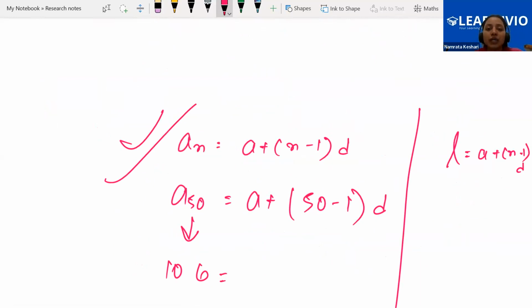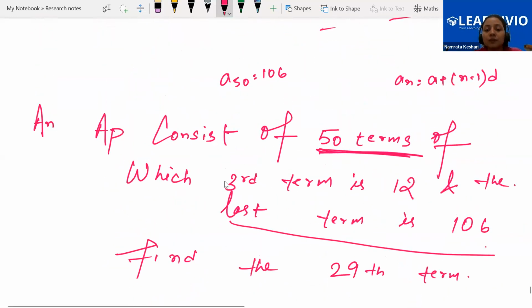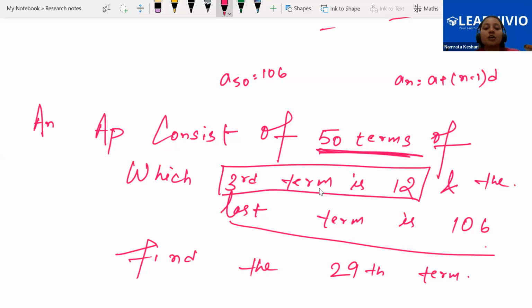Do we know a over here? Do we know d over here? No, ma'am. Third term we know, the third term is 12. So maybe here also we will be able to generate two equations. This is very common concept in arithmetic progression, that once you understand the question and try solving it, every time you will land at two equations which you have to solve and find the value of a and d.